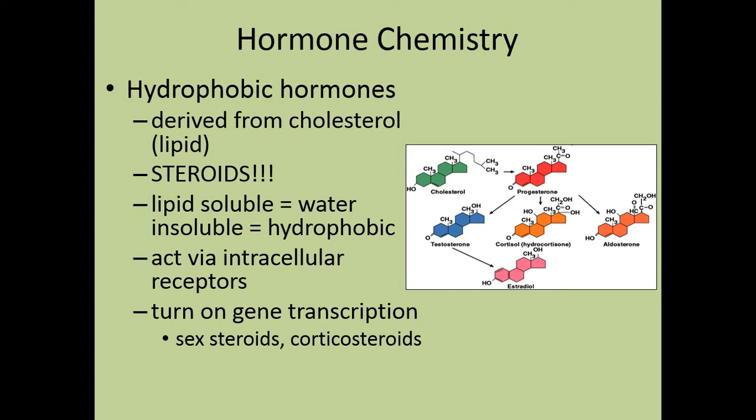So a hydrophobic hormone will be able to jump right inside of a cell. It'll be able to go straight through the cell membrane, right inside the cell, and act on the inside of the cell through an intracellular receptor. That means inside the cell receptor. Typically, hydrophobic hormones will turn on genes in the nucleus. So they will cause a cell to do something by actually turning on genes. Your hydrophobic hormones are your sex steroids, like testosterone, estrogen, etc., and your corticosteroids, like cortisol.